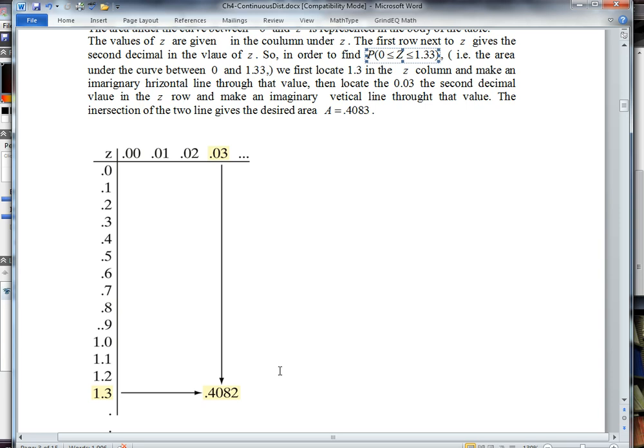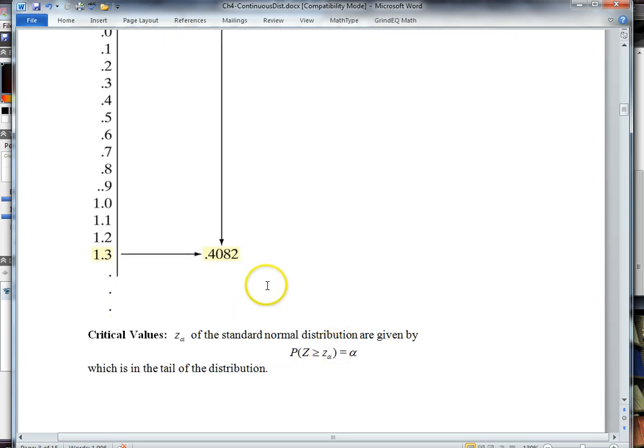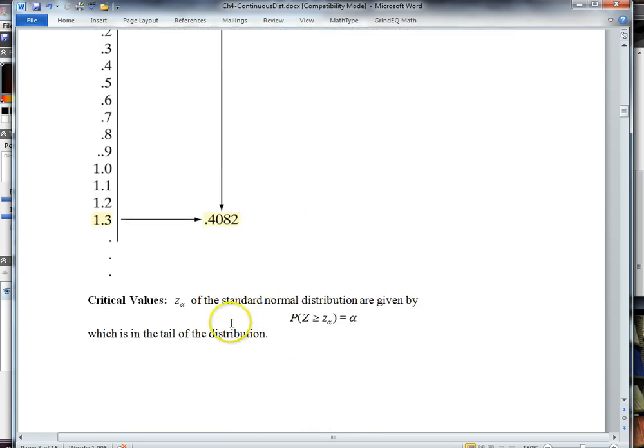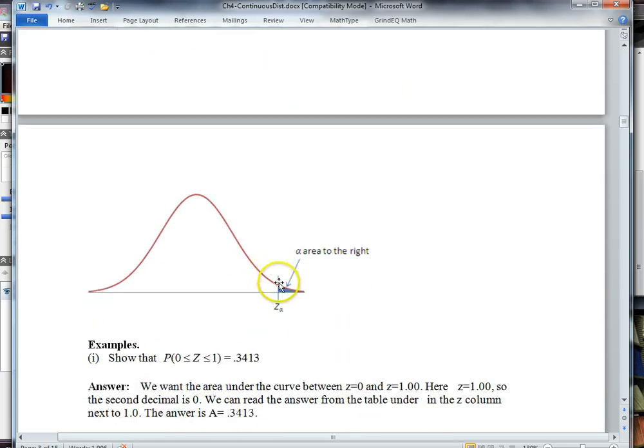And all other areas can be calculated from these ones by symmetry. Also, conversely, if I have the area in the upper tail, then I can find the corresponding z value. That's what we call the critical value, and I'll give you examples of that as well. So this would be the area in the tail, and this would be the corresponding z alpha.